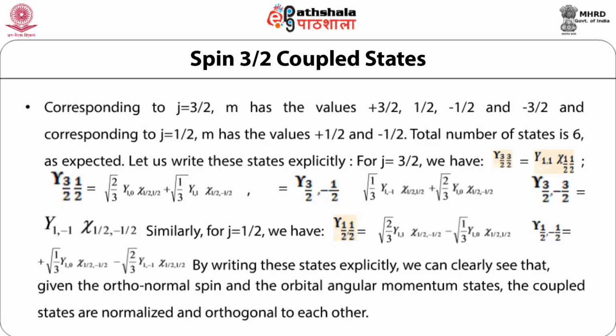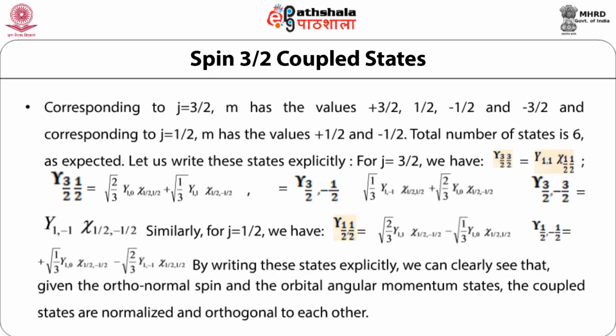Similarly, for j equal to half, we will get two coupled state terms. The first term, corresponding to j equal to half, m equal to half, is given by gamma half comma half is equal to under root 2 by 3 times y subscript 1 comma 1 xi subscript half comma minus half, minus under root 1 by 3 times y subscript 1 comma 0 times xi subscript half comma half.